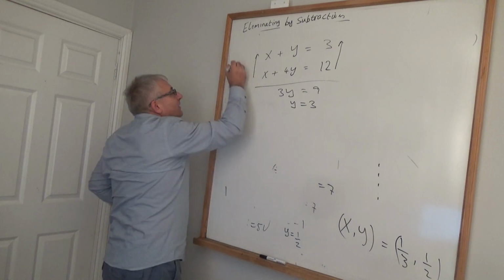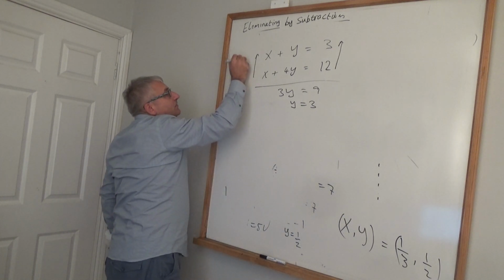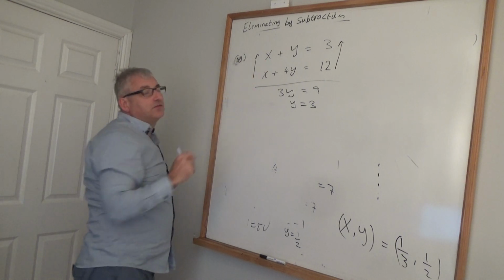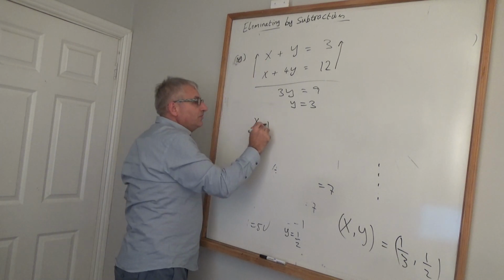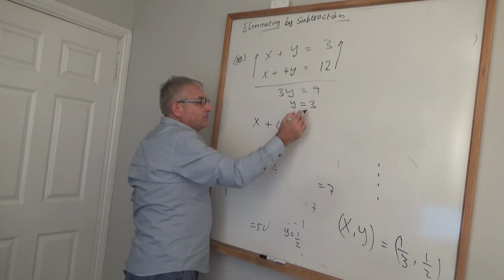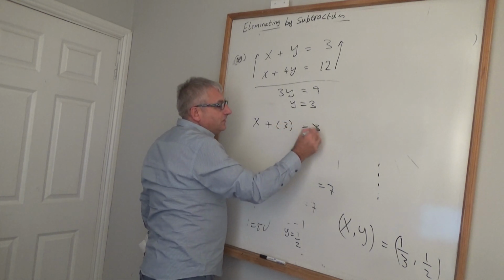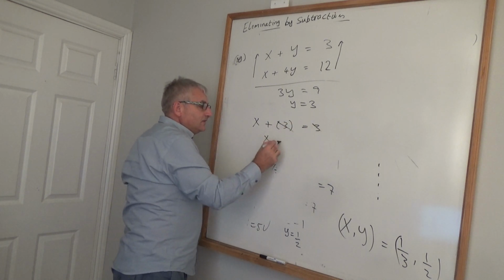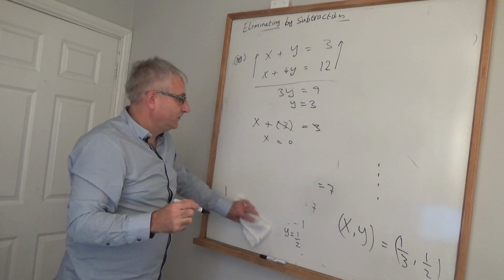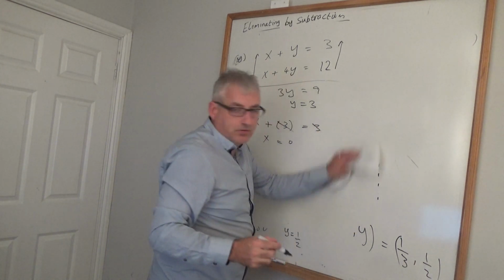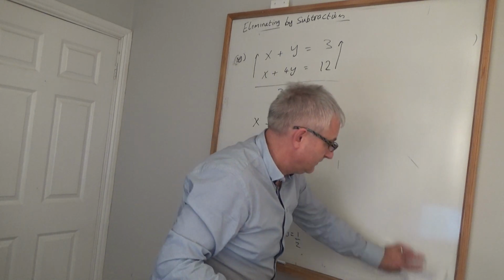Now I'll take my top line to fill in my y value, and I'll just write y going back in there as a substitution. I get x plus 3, always bracket up your substitution, equals 3. They take each other out, leaving x equals 0. So once they've taken each other out, there's nothing there. Well, how do we represent nothing with a number? 0.